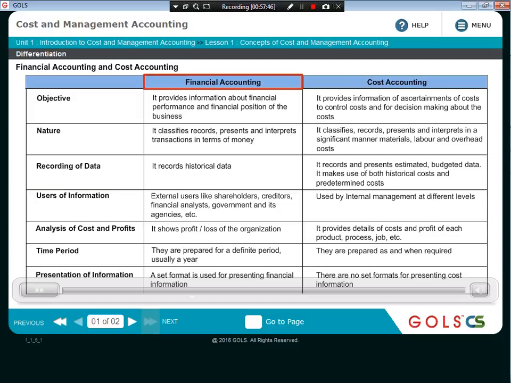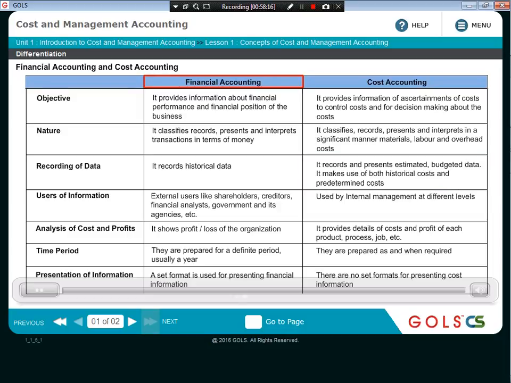Financial accounting records the historical data. The financial accountant will always say that first of all, let the transaction happen. If the transaction happens, then only I will record it in the books of account. Unless and until the transaction has taken place, I will not record. So it records historical data. Whereas cost accounting records and presents estimated and budgeted data for the future period. It makes use of both the historical cost and the predetermined cost.